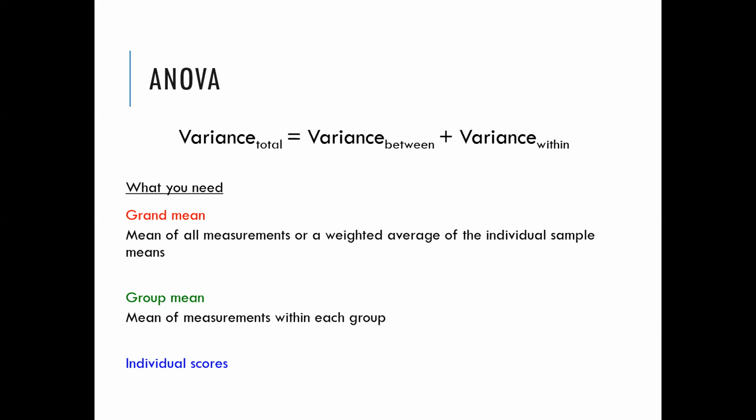So in order to conduct ANOVA, we need the grand mean, and that's just the mean of all measurements or a weighted average of the individual sample means. We need the group mean, or the mean of measurements within each group, and then we need the individual scores.